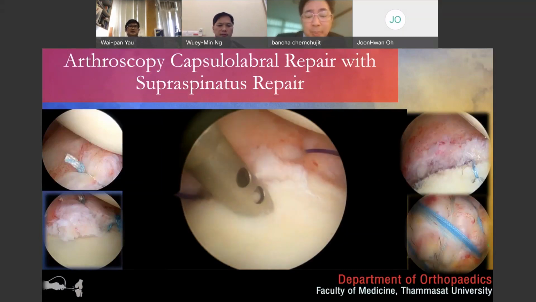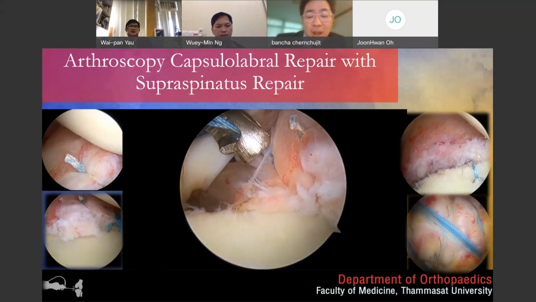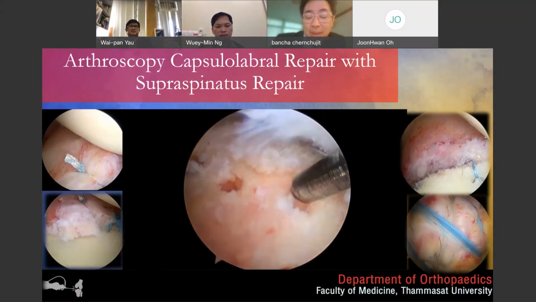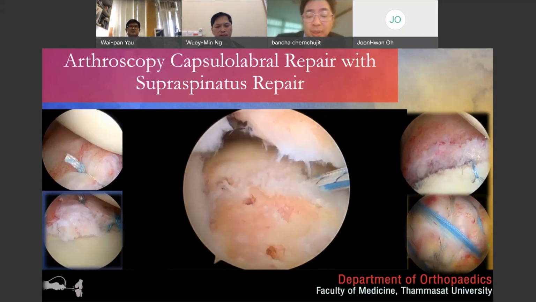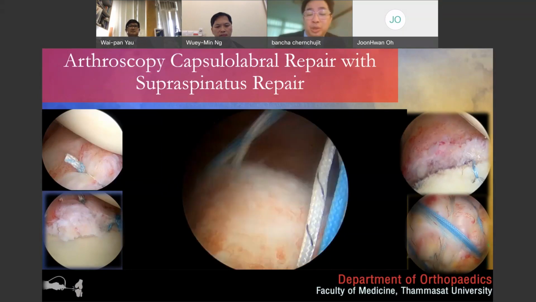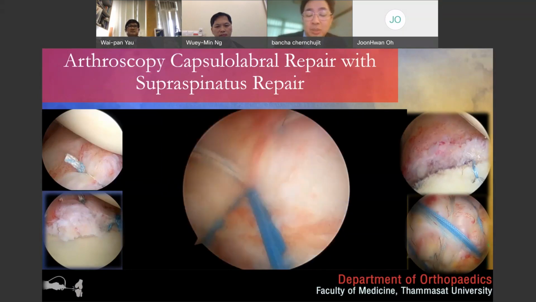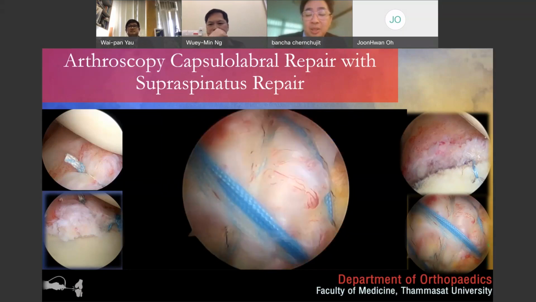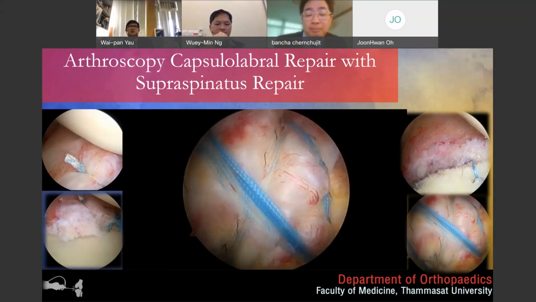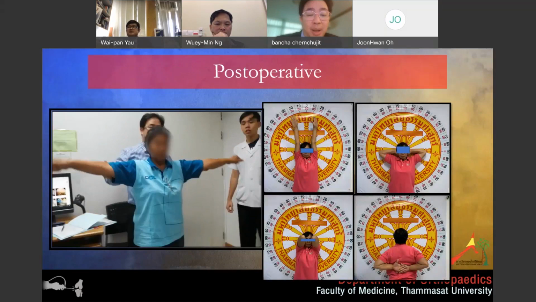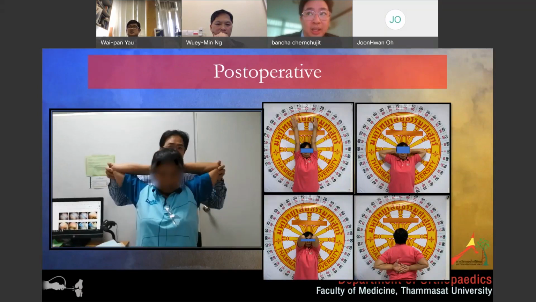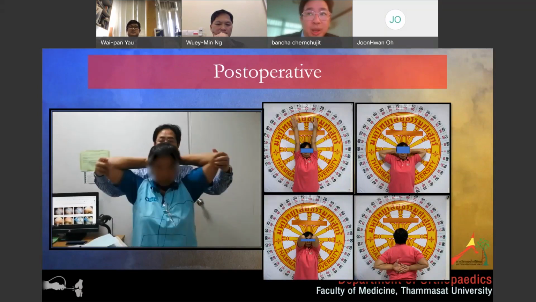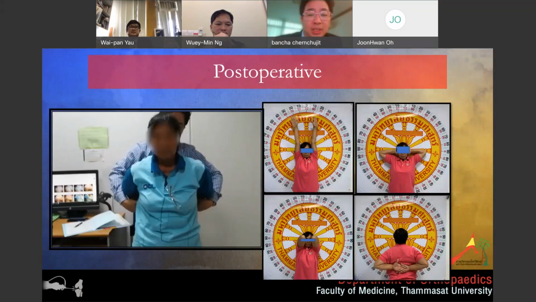Okay, so I always repair from the back, repair the labrum. After I finish the labrum, I go to the subacromial space, and then we do the cuff repair, also using the 3-in-1 hose technique. It's very simple, easy, and very fast. So the patient did well after the surgery. This is the post-op about 4 months after surgery. The patient is doing well and has full range of motion. She's very happy. So this is a medium-sized cuff tear.